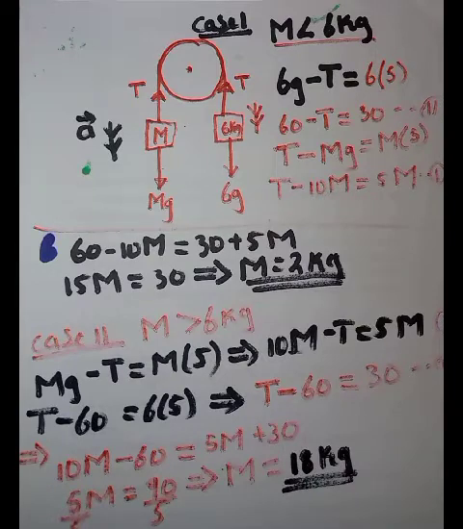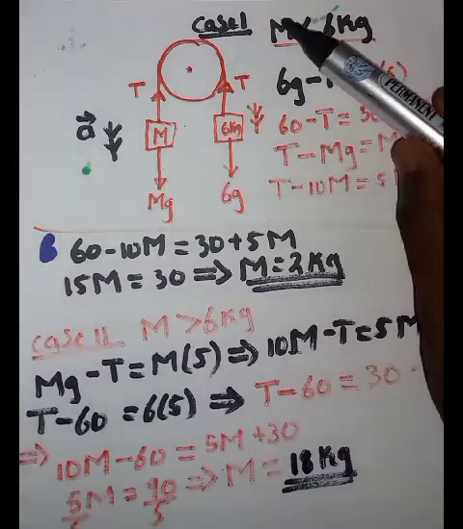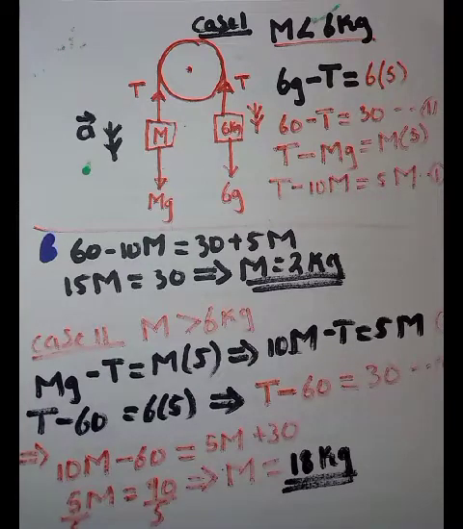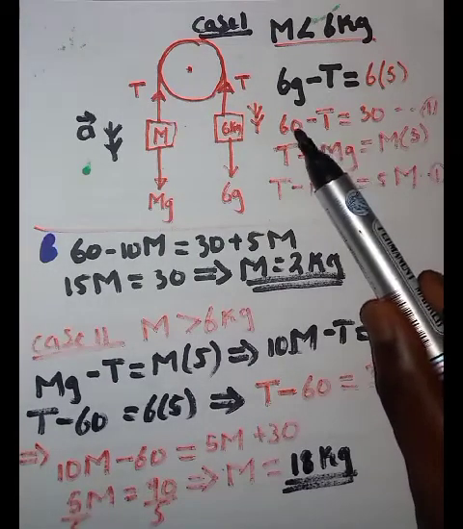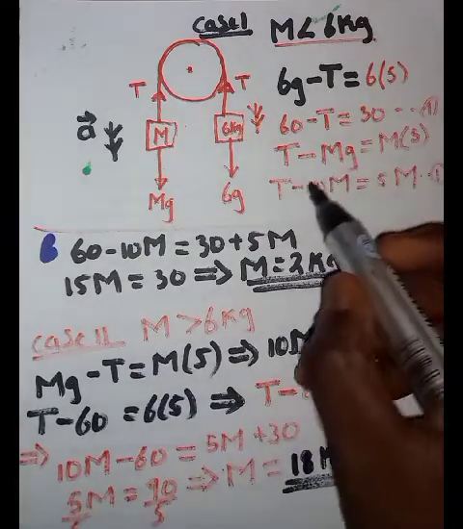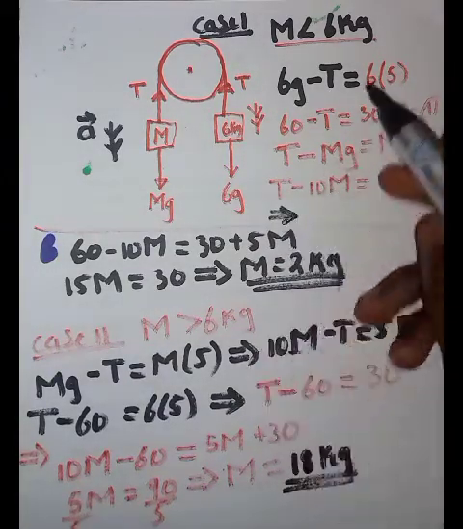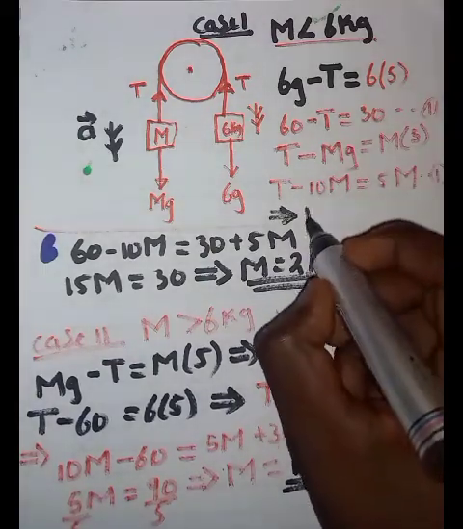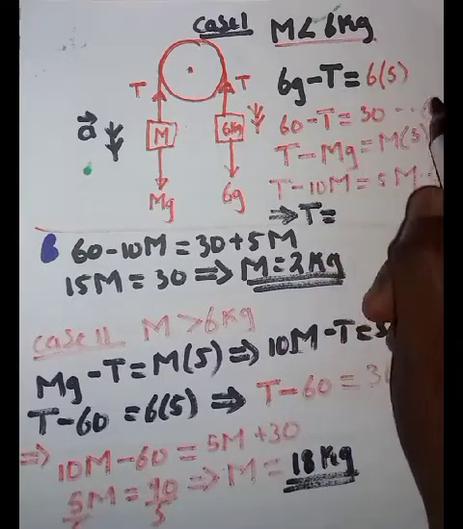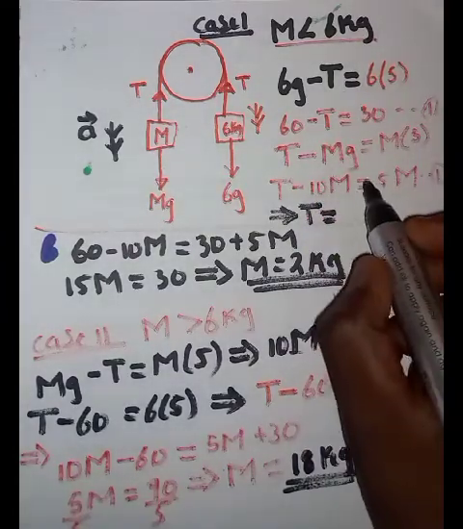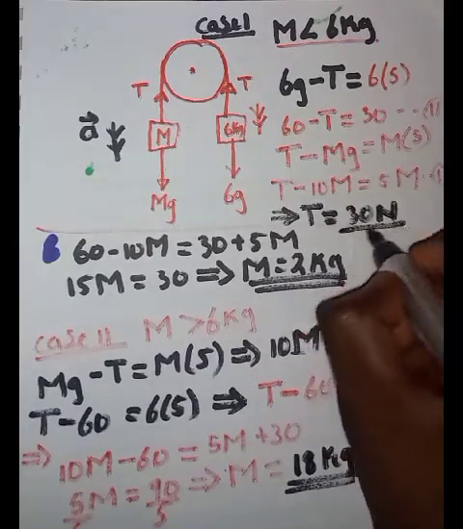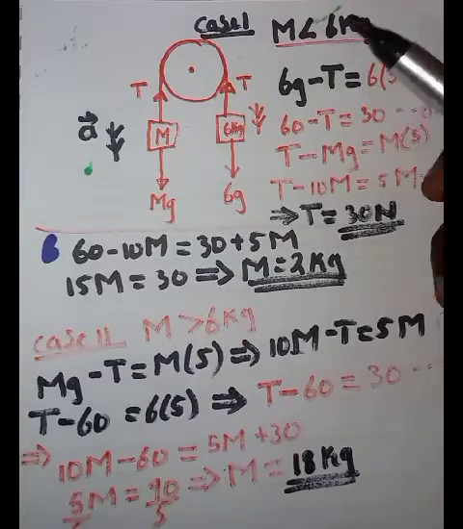Having these two conditions, if I want to get the tension, since I have the mass when M is less than the 6 kilogram mass, I can get the tension directly from equation 1, because I have 60 minus T equal to 30. If you bring T outside and bring 30 inside, you have 60 minus 30, which gives us 30 newtons. That will be the tension if this M is less than 6 kilogram.